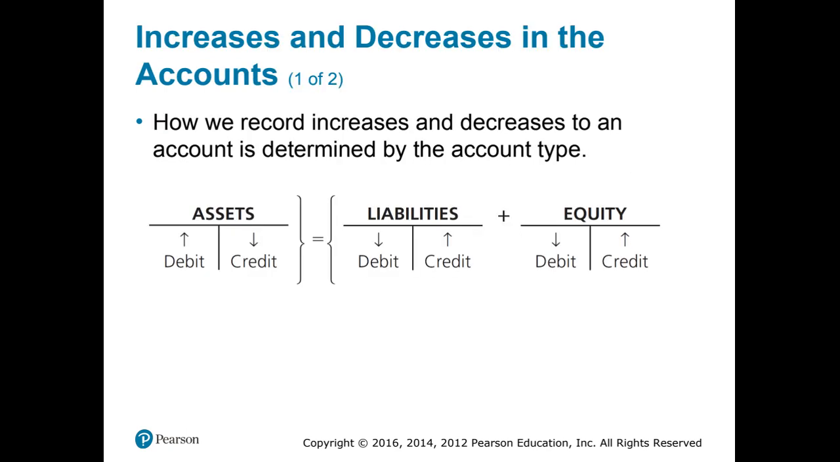How do we record increases and decreases to an account? This is determined based on the account type, right? So this is where people often get confused. I just want to make sure that you understand this, because this is kind of hard to understand. So assets increase with a debit. So you increase cash with a debit. You decrease assets with a credit. Liabilities decrease with a debit and increase with a credit. And equity decreases with a debit and increases with a credit.